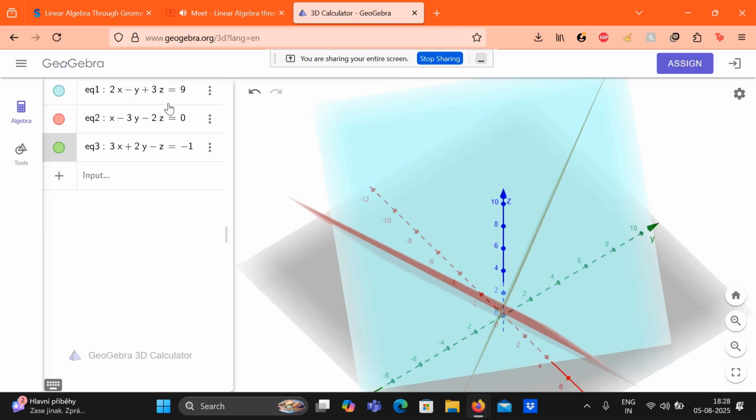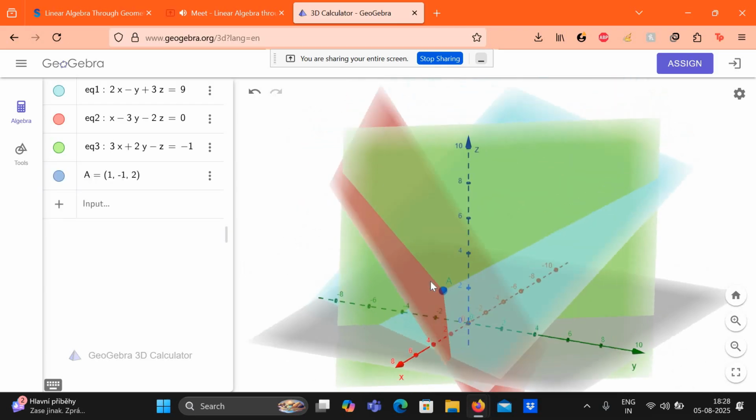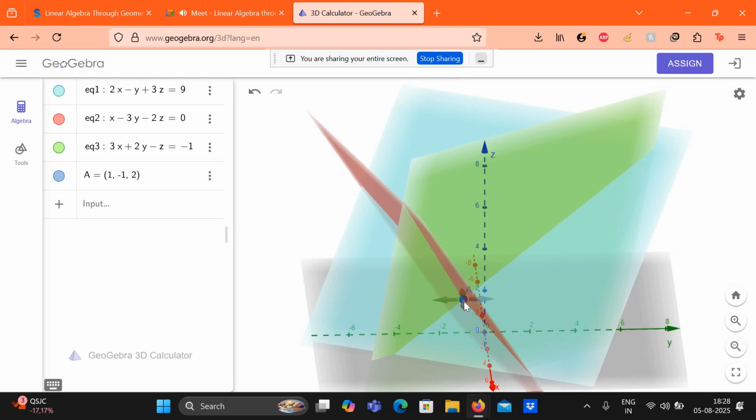And what is that point? If you plot the value that we actually obtained at the end, which was x equals 1, y equals -1, and z equals 2, it will exactly coincide at that point, as you can see.